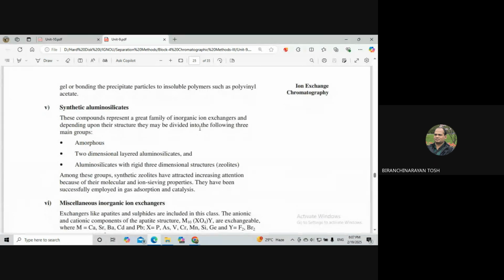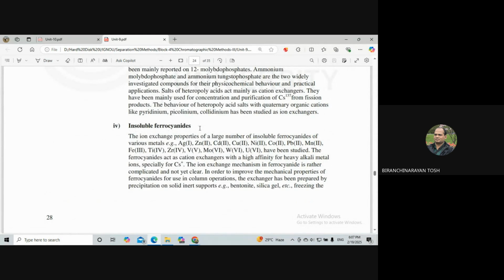Then insoluble ferrocyanides. Ferrocyanides of various metals like silver, zinc, cadmium, copper, all these metals can be studied. These can act as cation exchangers with a high affinity for heavy alkali metal ions, especially for cesium. The ion exchange mechanism of ferrocyanide is rather complicated and not yet clear.